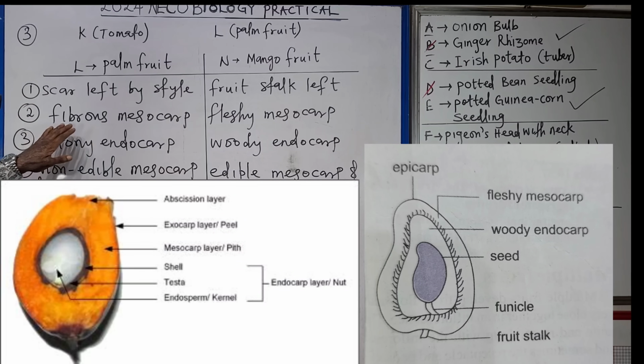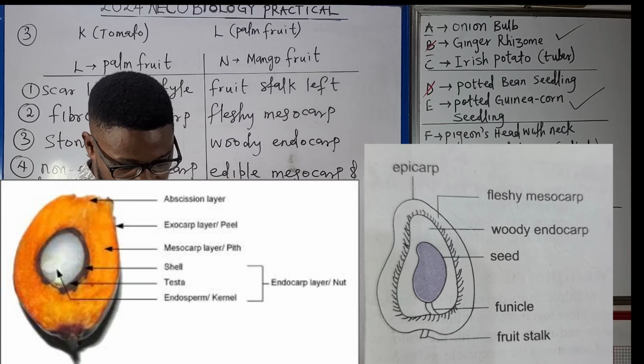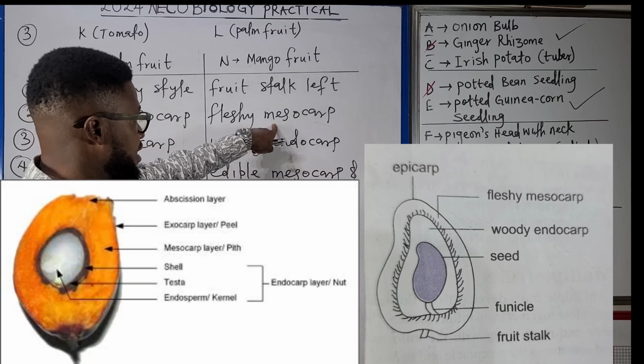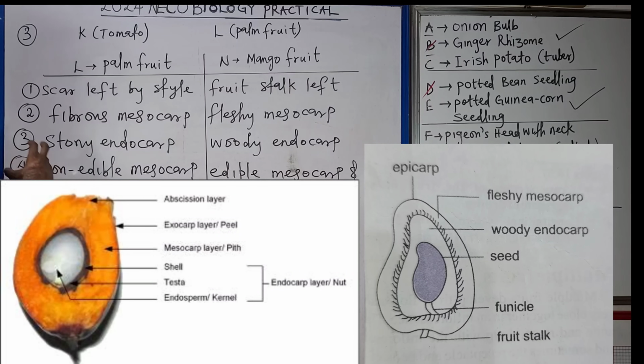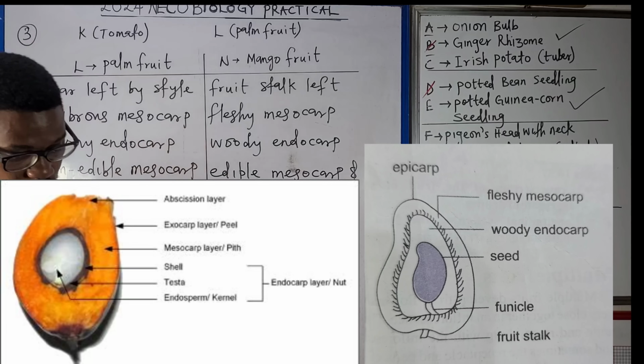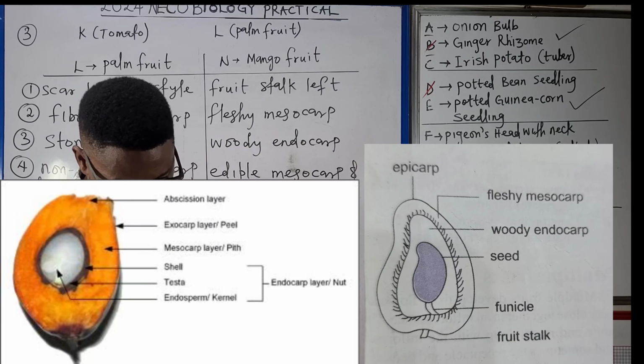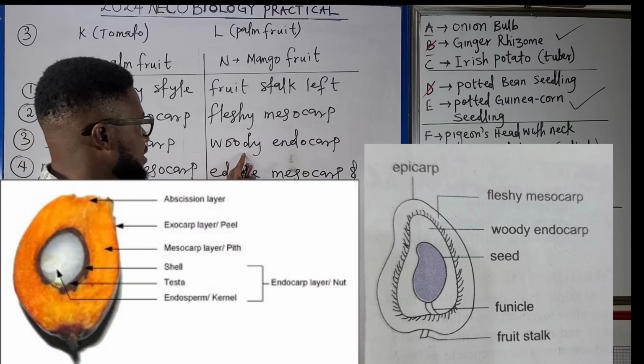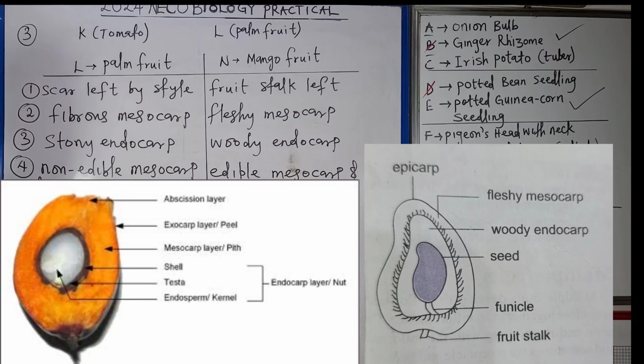For palm fruit, you have a fibrous mesocarp. For mango fruit, you have a fleshy mesocarp. That's the part that we eat there, the edible part. Also, the endocarp of the palm fruit is stony. That's even the part we need to break open before we get to the seed. The endocarp is stony. But for the mango fruit, when you look at the endocarp, that's before the seed on the inside, it is just woody endocarp.